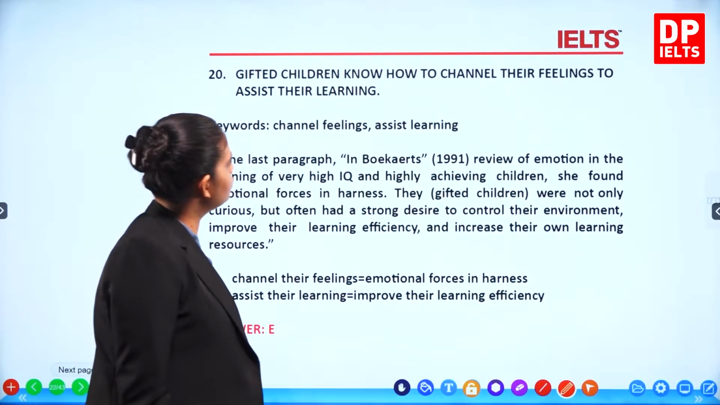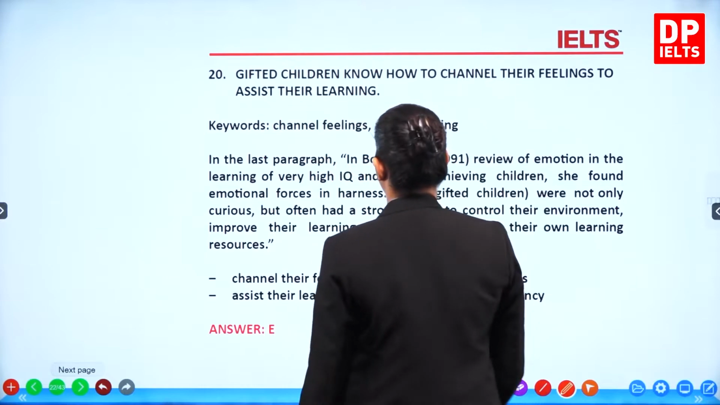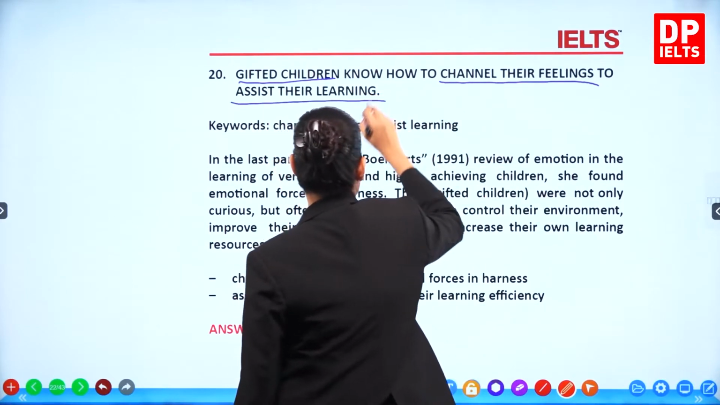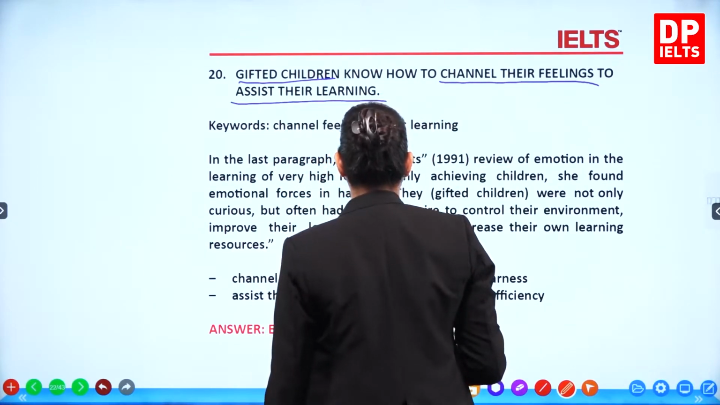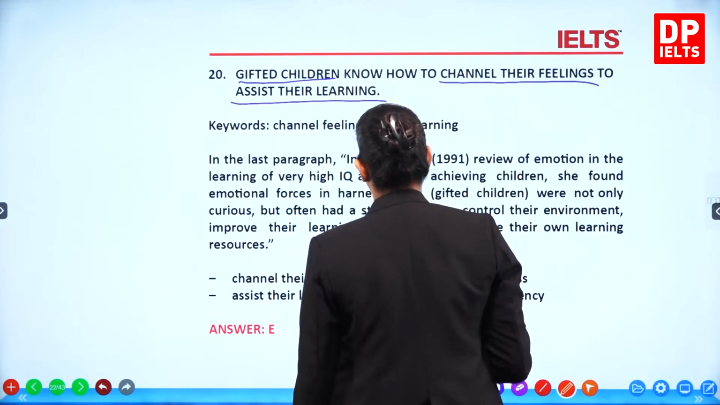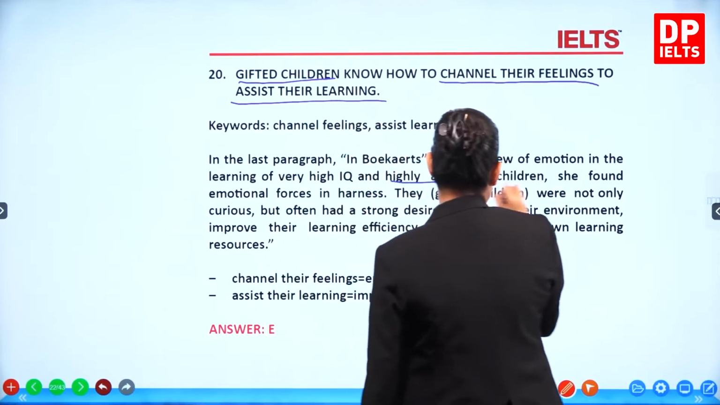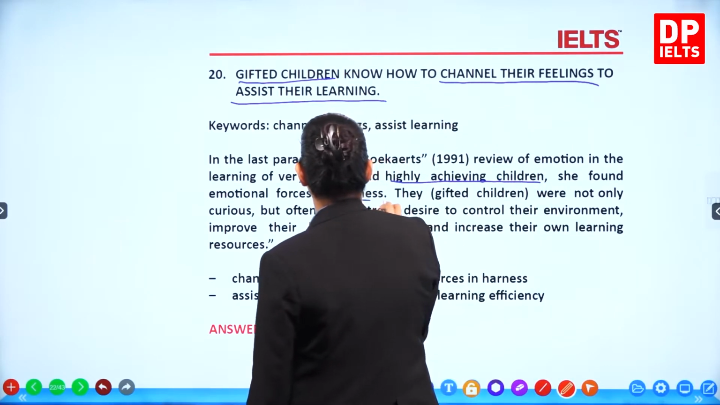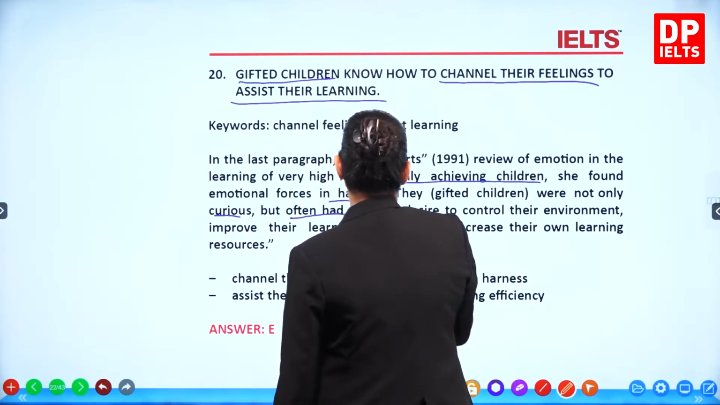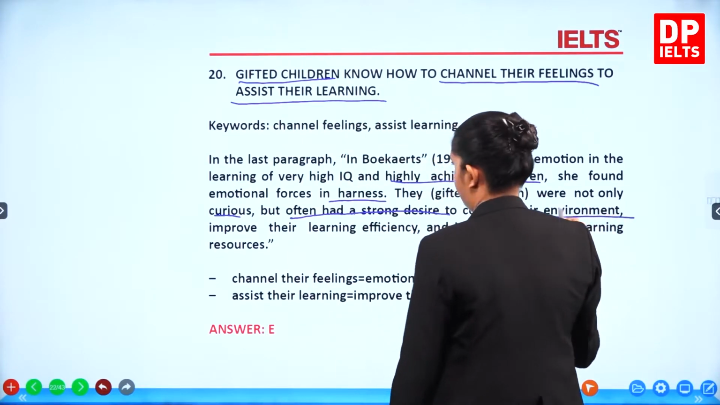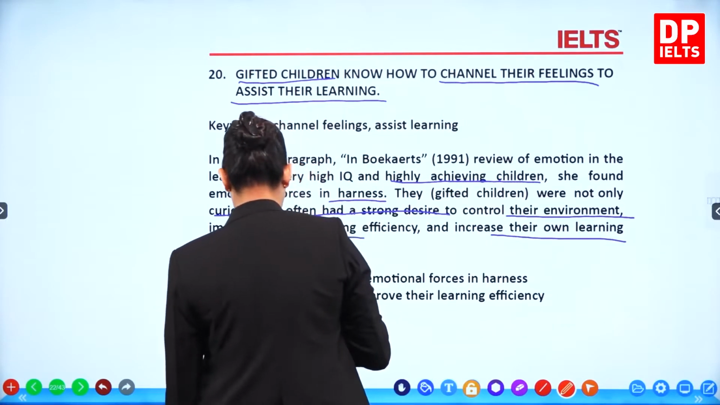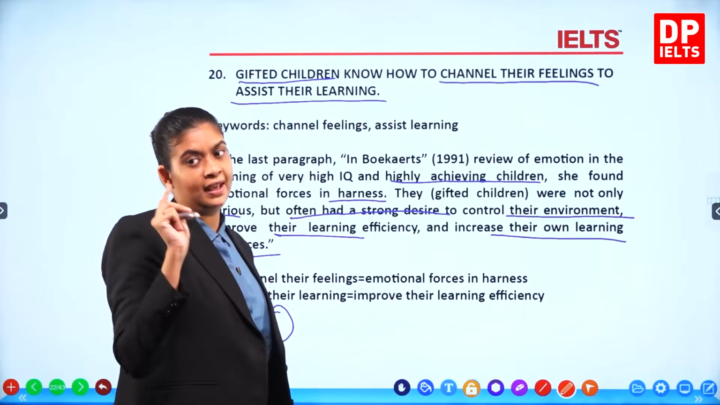Gifted children know how to channel their feelings to assist their learning. In the last para it states, in Buchatter's review of emotion in the learning of very high IQ and highly achieving children, she found emotion forces in harness. They were not only curious but often had a strong desire to control their environment, improve their learning efficiency, and increase their own learning resources. Therefore, the answer is going to be E.